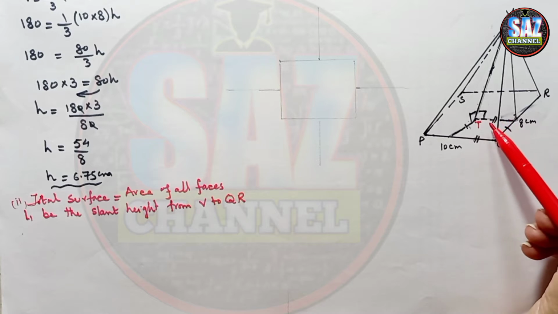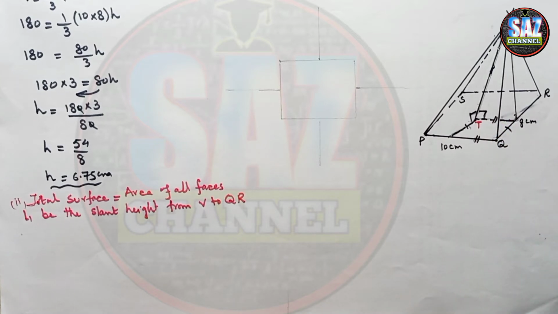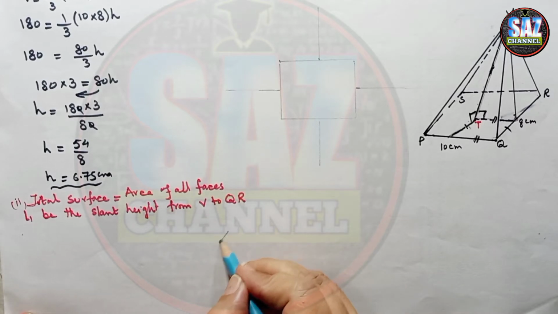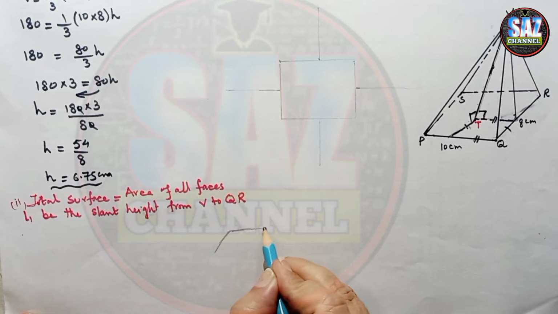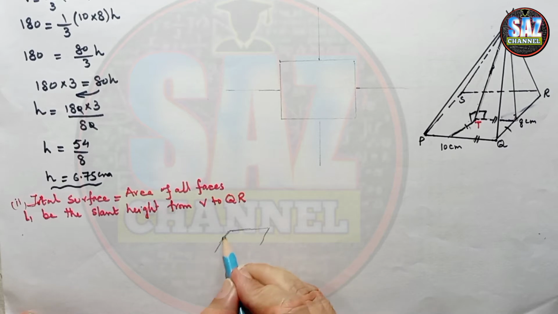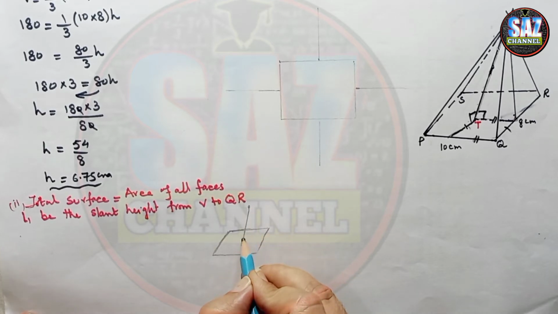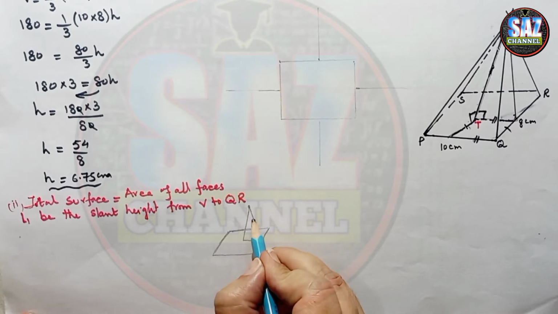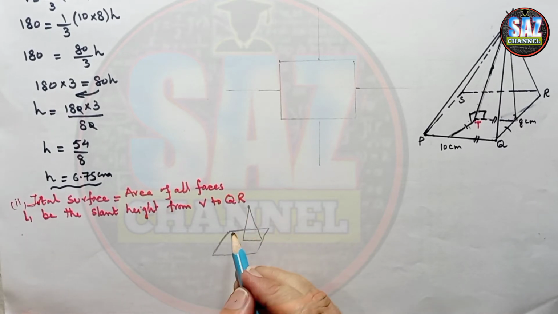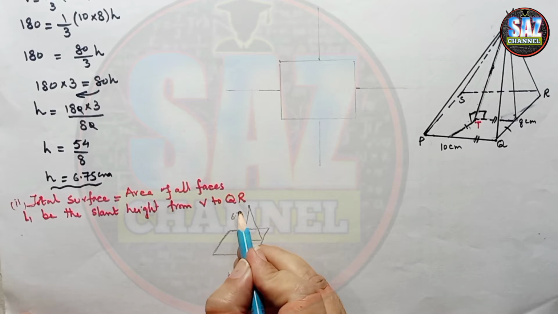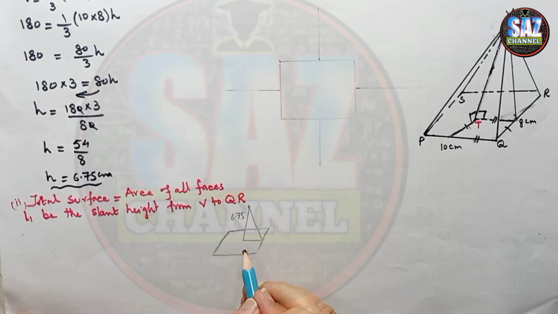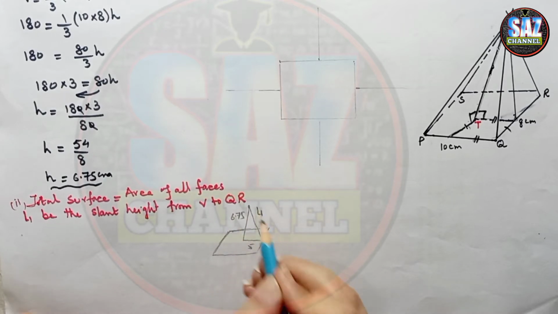so this will be 5. So in order to get the slant height, I have to make the triangle in this way. Let me make rough sketches so that my students can understand the working easily. This one and this one, and the second I have to join from here. This height is 6.75 and this side is 5, and I'm finding L1.